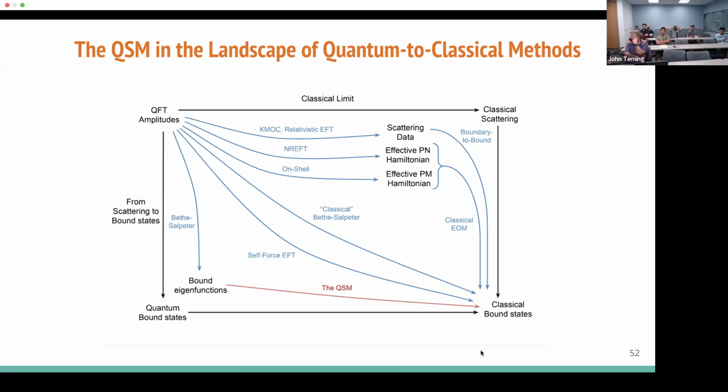You say you work to the mass ratio squared. This is perturbation theory. What if you want to go to higher order? How do you do that? Or is there a way to do it? Higher order in the mass ratio, you mean? In the mass ratio, yes. Oh, yeah. Okay, good question.